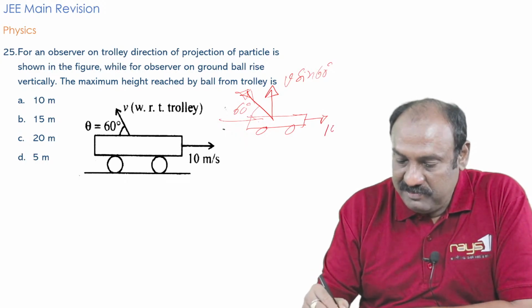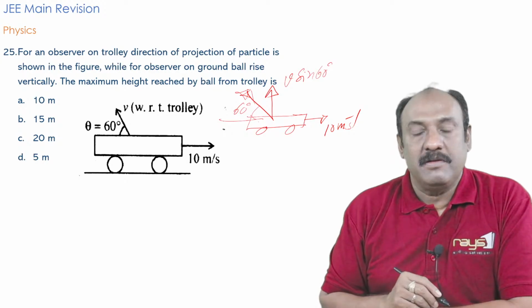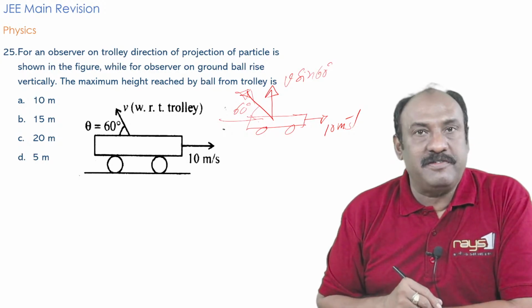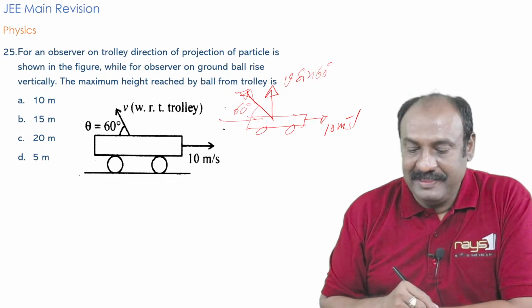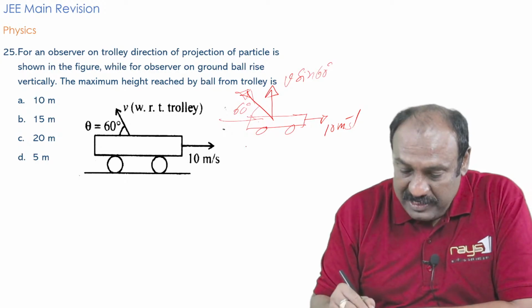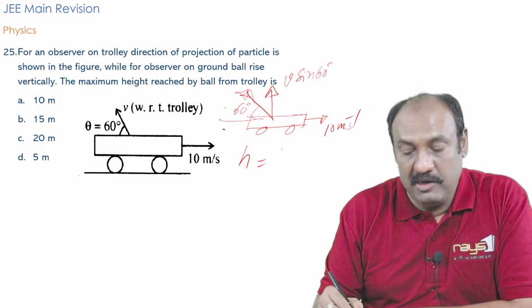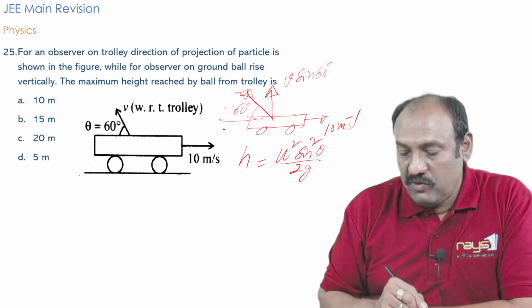This velocity is 10 meter per second, the velocity of the trolley. Now, when a body is projected with velocity u at an angle theta with the horizontal, we know that the maximum height reached by the body equals u square sin square theta by 2g. So, what is u sin theta here?